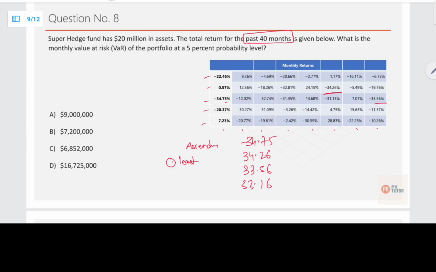Okay, now they are giving 5%. So 5% of 40, that is 2. So I have to take this one. This is the return. So that is very easy. Now what is the portfolio value? 20 million. So it is 20 million into 0.3426, that gives 6.852.